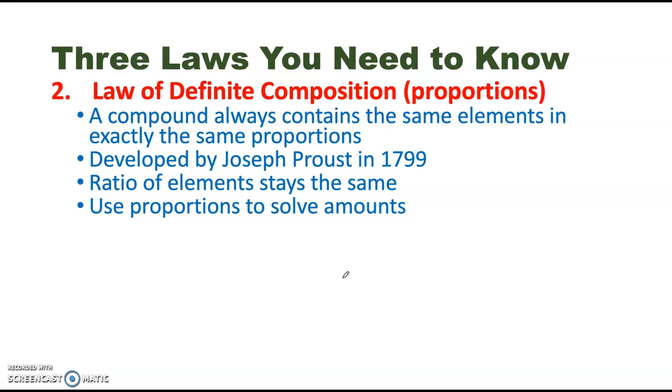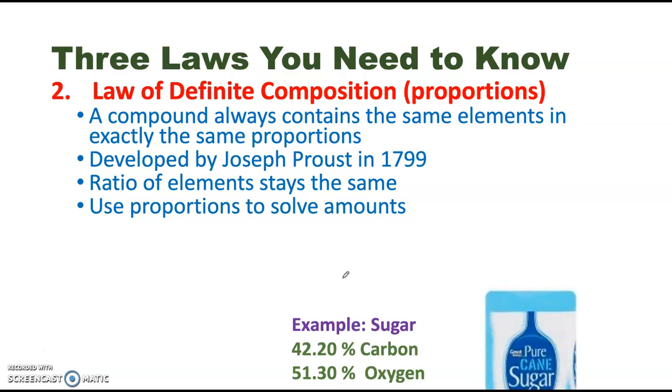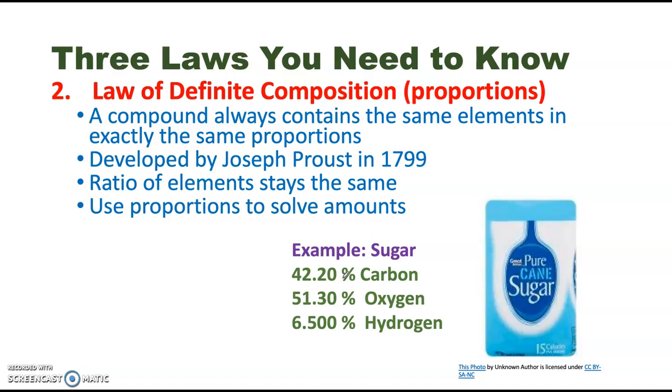The second law, this one you probably haven't heard, the law of definite composition or definite proportions, says that a given compound will always be found in the same proportions or the same ratio. So the ratio of the elements is always the same. An example is sugar. Sugar has, as you can see here, 42% carbon, 51% oxygen, and 6.5% hydrogen. And if you take any sample of pure sugar, it will have that exact same ratio. That's what the law of definite composition says.